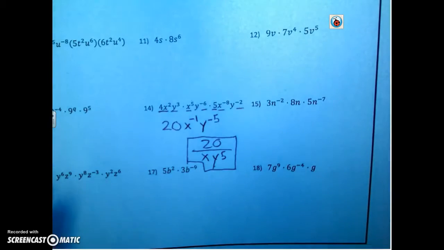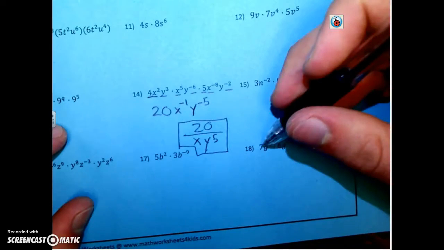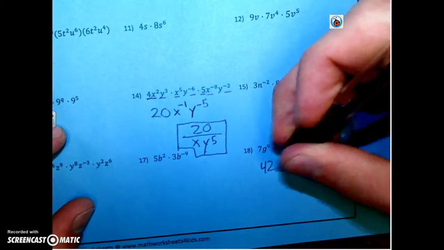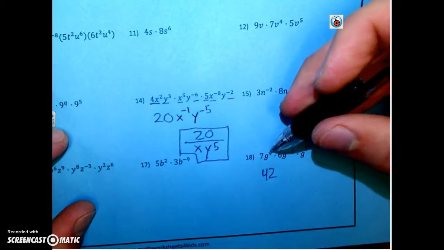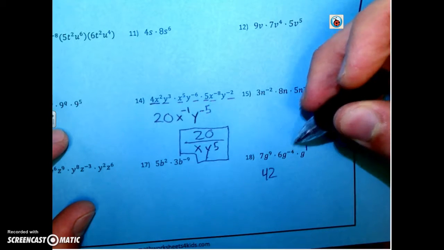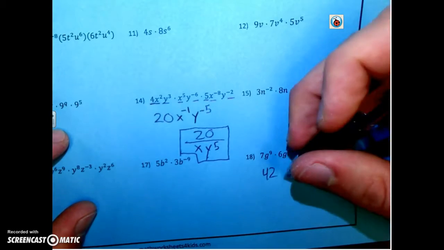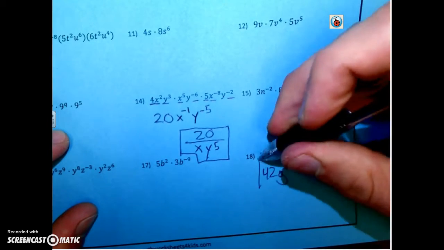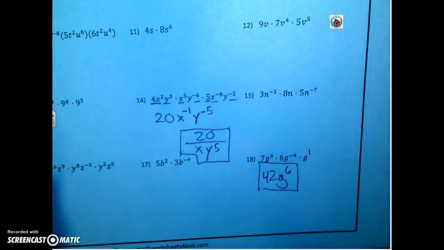All right, now not all of them will end up with negative exponents. One like 18 here, 7 times 6 gives me the 42. Then when I go to add my exponents, 9 minus 4 is 5. 5 plus that 1 is a 6. Sometimes our exponents are positive, and we just get to leave them right where they're at.